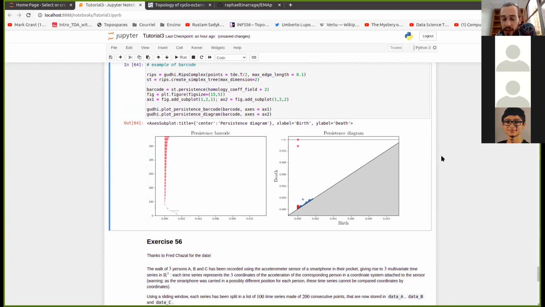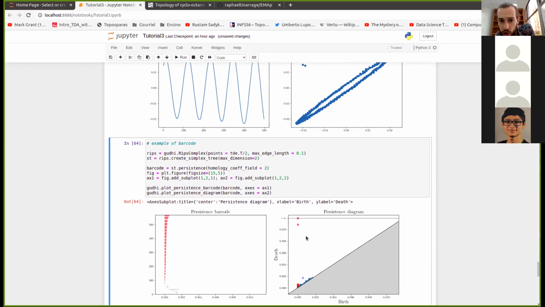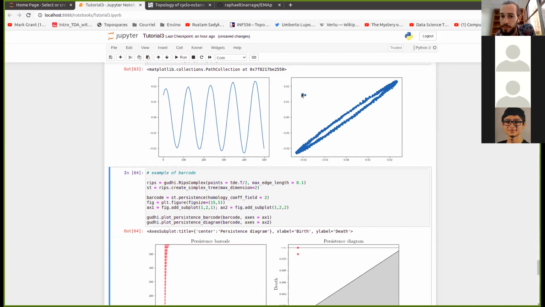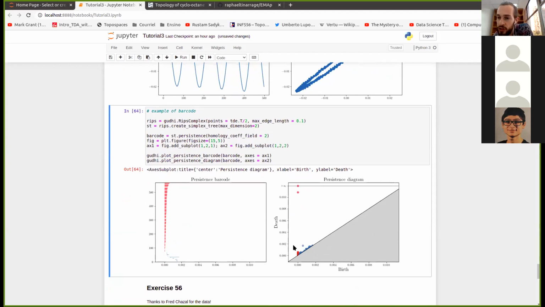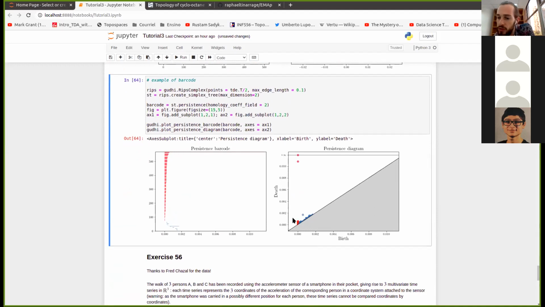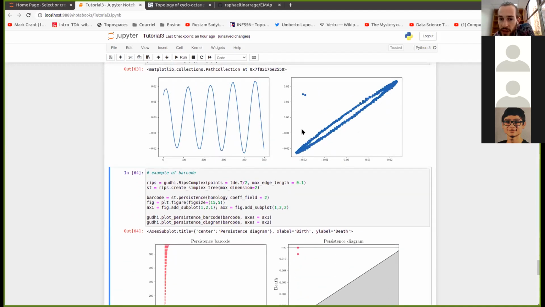Anyway, what I can read is two red points far away from the diagonal: the point at plus infinity, which represents the last connected component, and this point in red here, that I guess corresponds to these two points here, right? That are far away from the other points. So you have to wait a little bit for them to connect with the rest. Concerning the H1 homology, I see one point here away from the others, and this corresponds, I guess, to this cycle here, right? Because we have a circle.